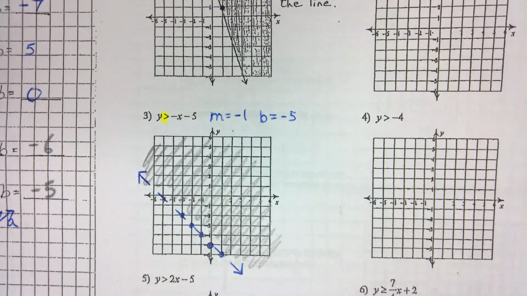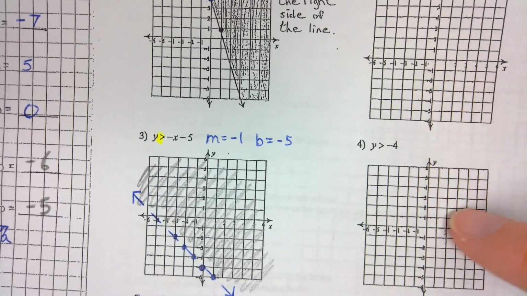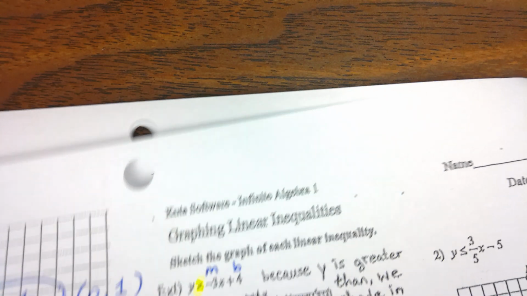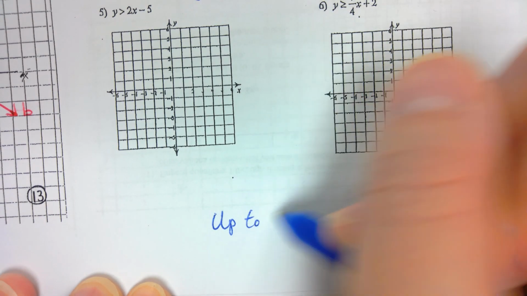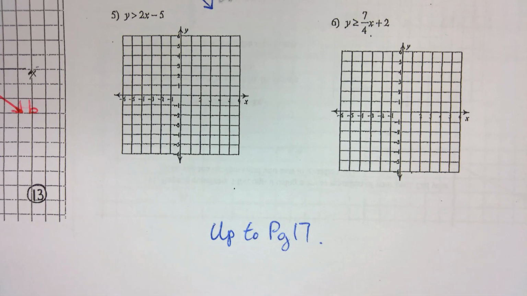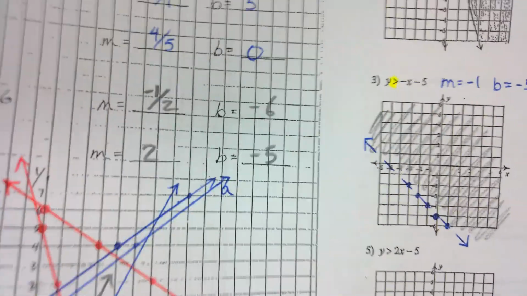So why don't you guys give this a try? I'll show the answers for these 4 in a second. You guys can work up to page 17. You can even work with a partner with it because it's kind of like an investigation that you guys can do. It has to do with what we were talking about with the characteristics of lines.